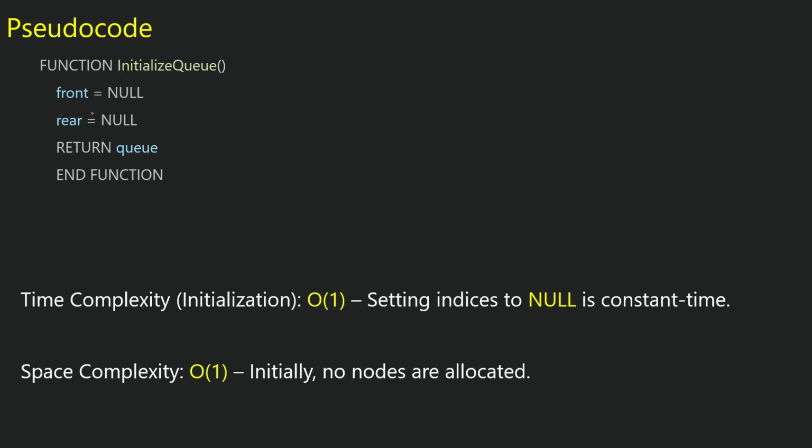Pseudocode. Set front index to null, empty queue. Set rear index to null, empty queue. Return the initialized queue. Time complexity, initialization, O of 1. Setting indices to null is constant time. Space complexity, O of 1. Initially, no nodes are allocated.